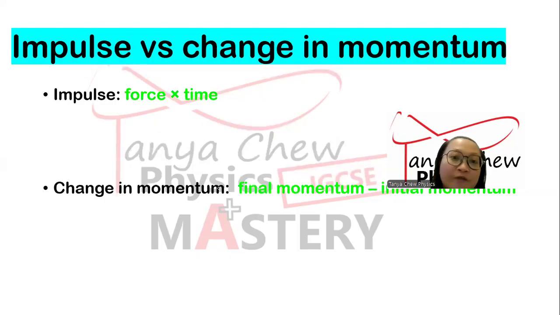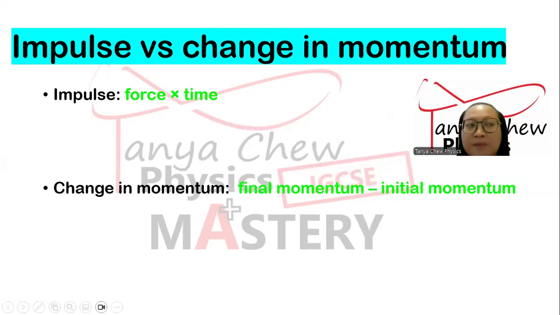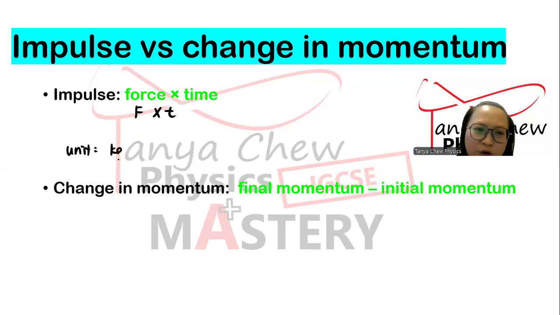Now, this has something to do with impulse. Impulse versus change in momentum. Impulse can be calculated from two equations. One is force multiplied by time. The other one is change in momentum. If the impulse is calculated using force multiplied by time, you can use the unit of kilogram meter per second, not a problem, or Newton second.